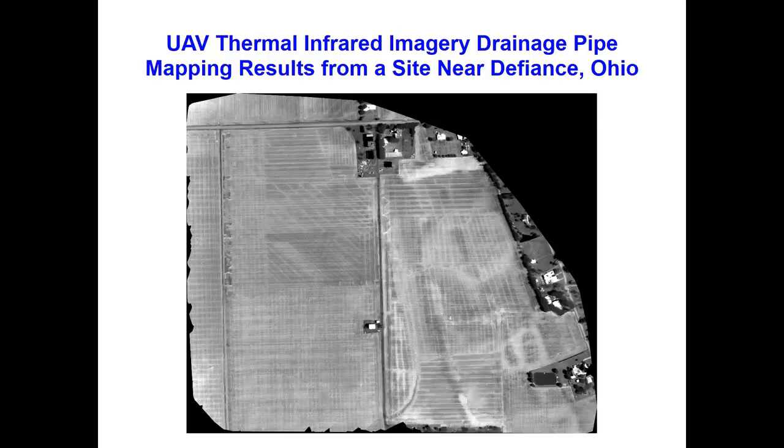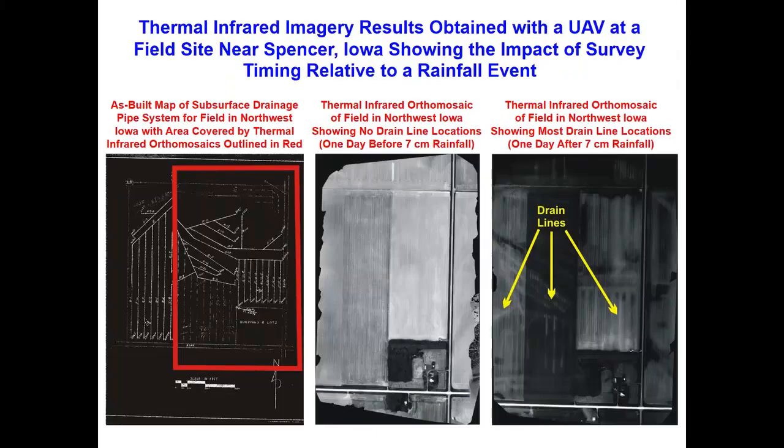This is another site, thermal infrared imagery obtained near Defiance, Ohio. Especially look at the eastern part of the field. You can see the linear features show up really well. And the farmer here was also a drainage contractor that had put all these drainage pipes in place. And we looked at this, and he told me that this was all just spot on in terms of how he designed the drainage system in that field. And even on the west side, you can see some of these northwest, southeast lines. Those were drain lines he'd also put in. So they showed up again, pretty well.